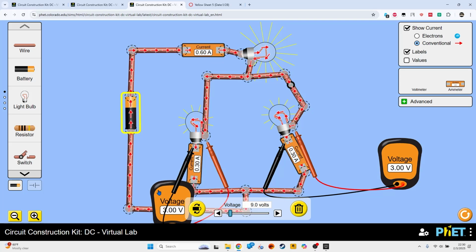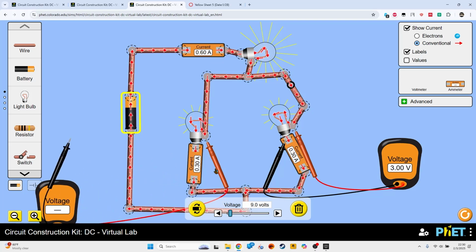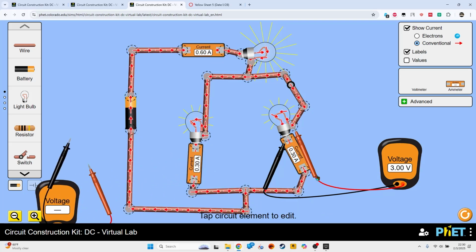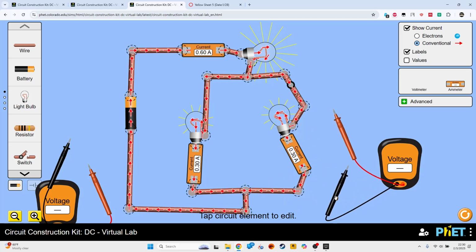Okay, let me get rid of these voltmeters for now so that we can look at the circuit and understand what's going on here. If you look at the current, half of it goes through this light bulb and half of it goes through this light bulb. The division is half and half because both are the same kind of light bulbs. For example, if this was a light bulb and this was a buzzer, then it would not be true that 0.30 would be coming through this light bulb and 0.30 through this buzzer.